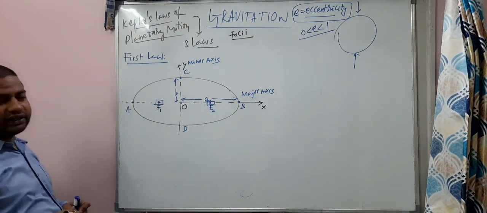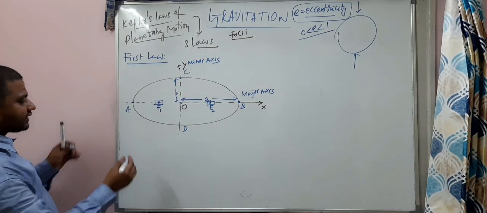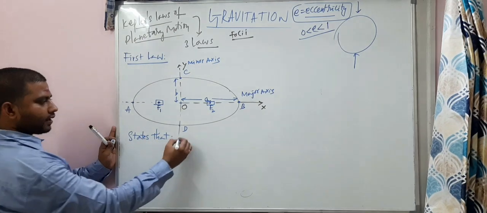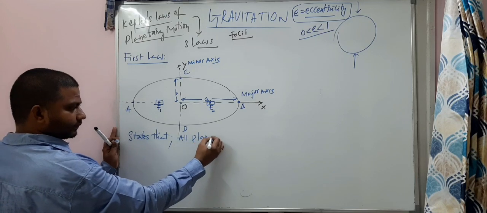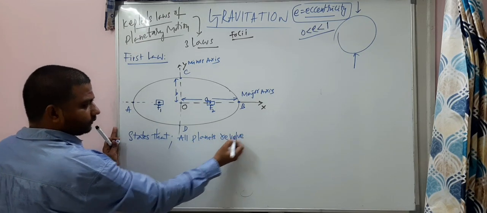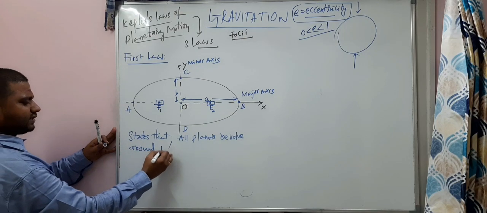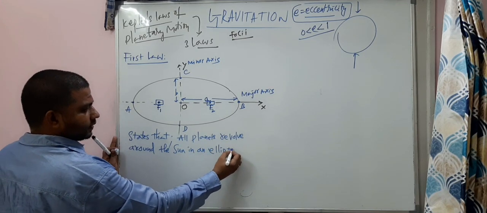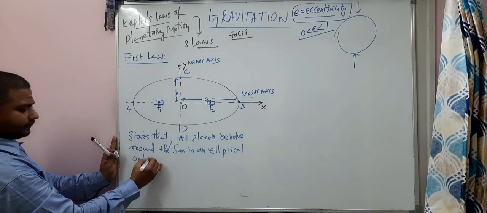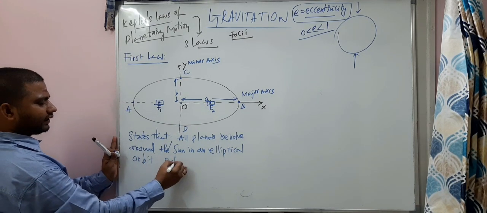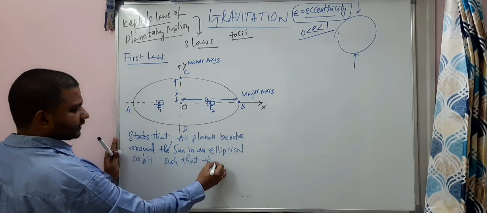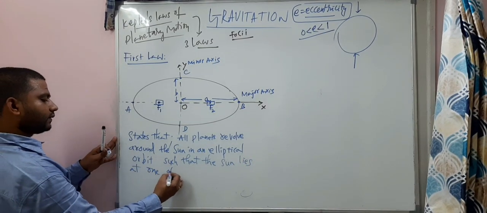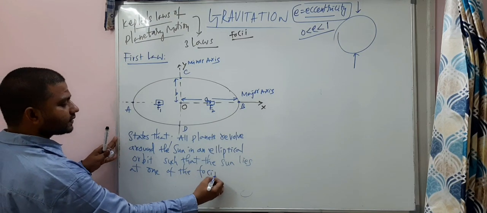Kepler's first law states that, I'm just writing the statement here. Listen. Kepler's first law states that all the planets revolve around the sun in an elliptical orbit such that the sun lies at one of the foci. That's it.